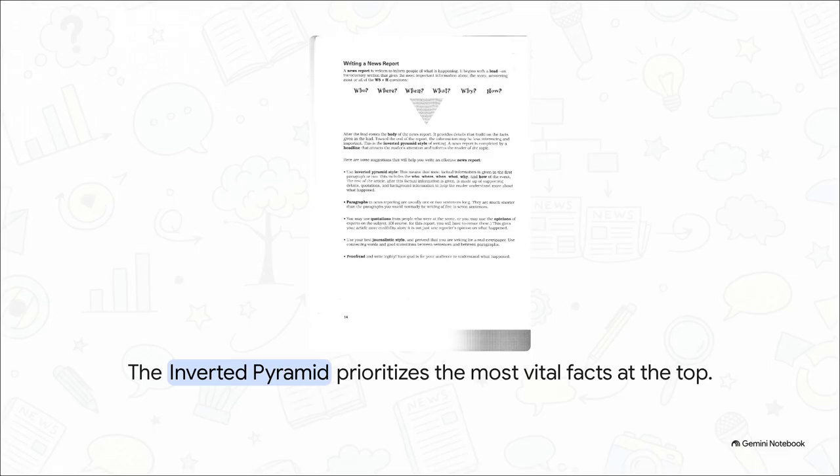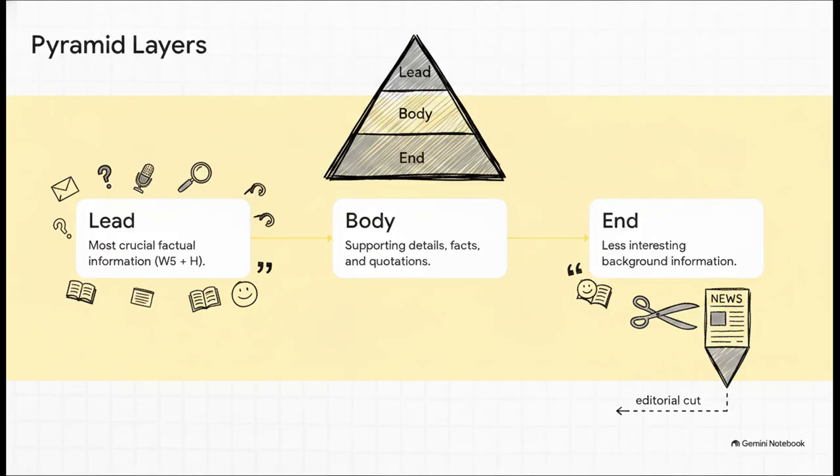So why do we do this in a news report? Well, because most people don't read a newspaper or a news site from top to bottom like they're reading a mystery novel. They skim. They want to instantly know what happened. By dropping the most important information right at the top, readers can decide literally immediately if they want to keep going. Let's break down how this actually builds layer by layer.